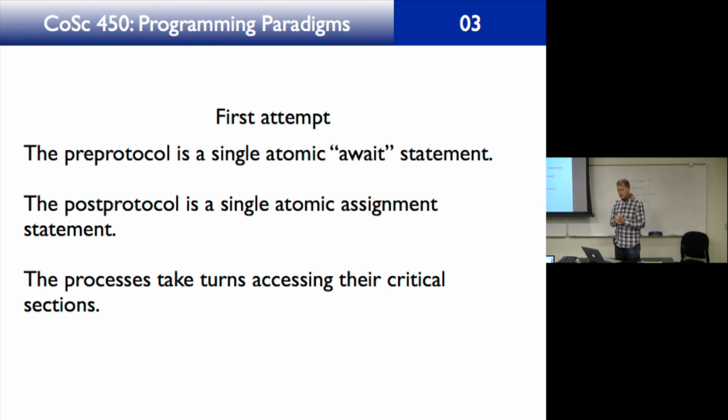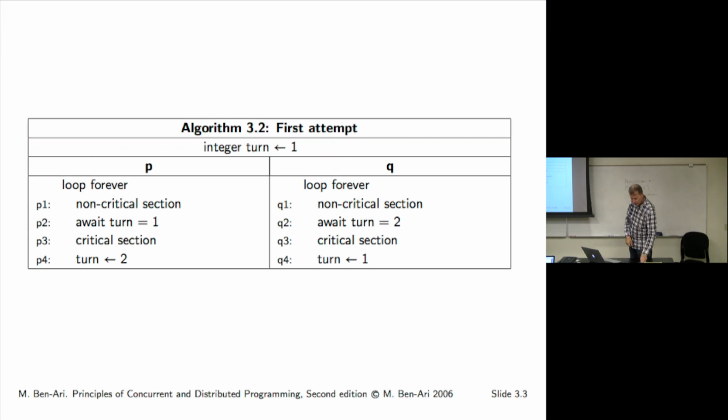And what this algorithm does, this solution to the critical section problem, is the processes take turns entering their critical sections. Okay? So here it is. Here's the code. Algorithm 3.2, first attempt.